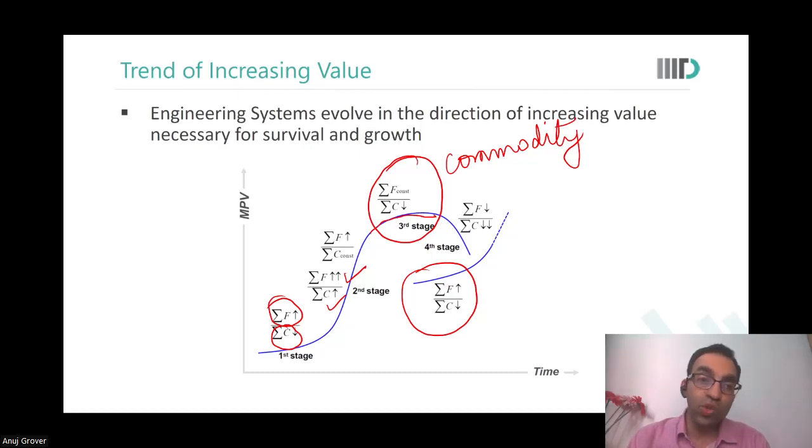So you will realize that any engineering system, in fact, any business system also, any human development system also, this kind of trend is followed. That we all want to increase the value that we bring to our organization, right? Wherever we are, we want to be better, na? Anyone who wants to be worse than yesterday? Like, all of us want to be better. And that is what is reflected in this trend of increasing value. Any questions?